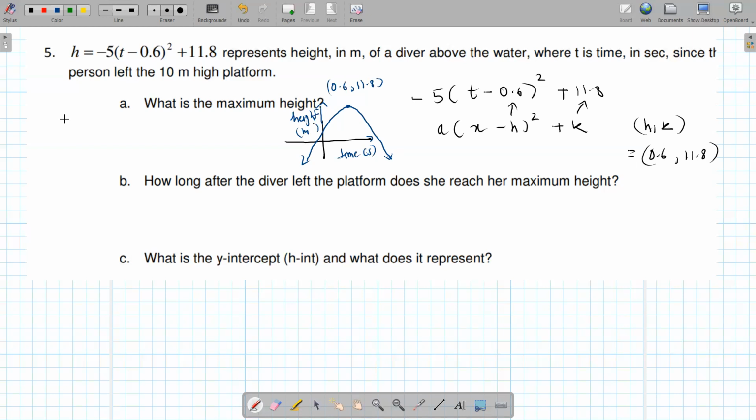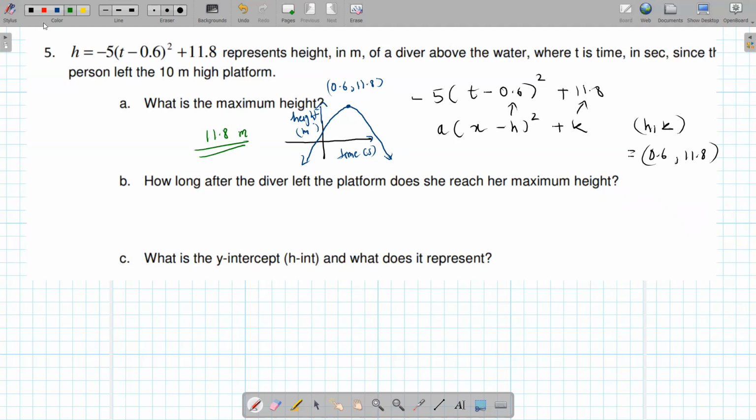It's the maximum height. So after 0.6 seconds, the diver reaches a maximum height of 11.8. So he's jumping off of here, right? And then at this point, he is 11.8 meters high, and the time is 0.6 seconds after he's jumped off the board. All right, you understand that? So the max height is 11.8 meters. And we can find this by comparing this with our quadratic general form.